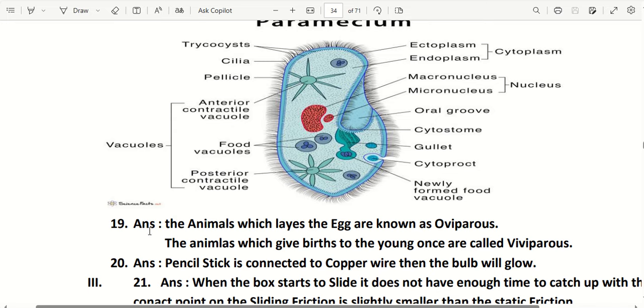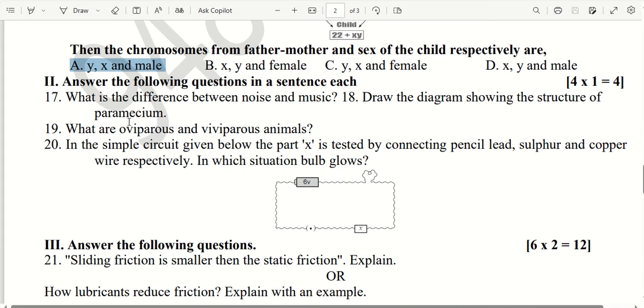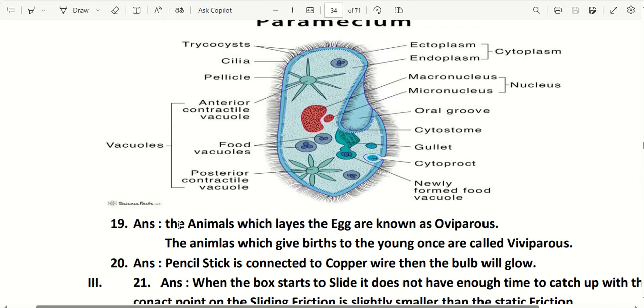And the 19th one, we see the question first. What are oviparous and viviparous animals? The animals which lay eggs are known as oviparous. The animals which give birth to young ones are called viviparous.